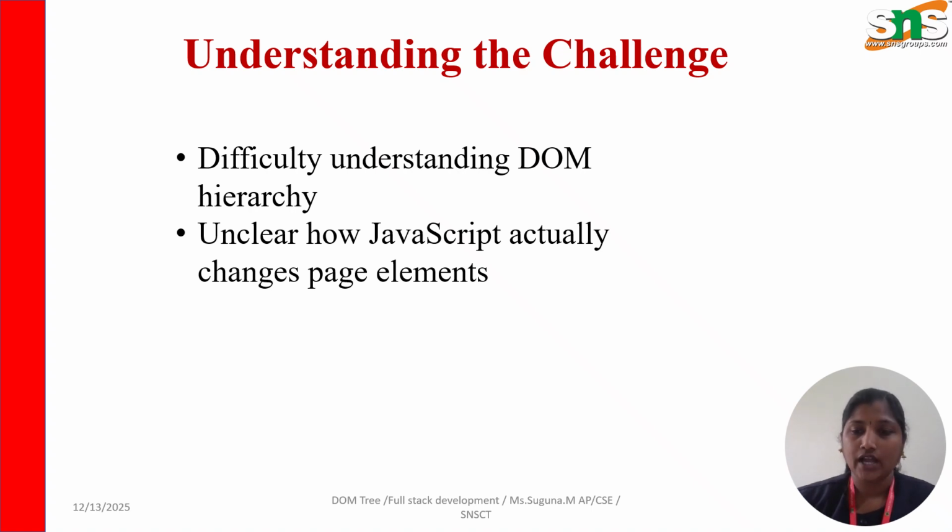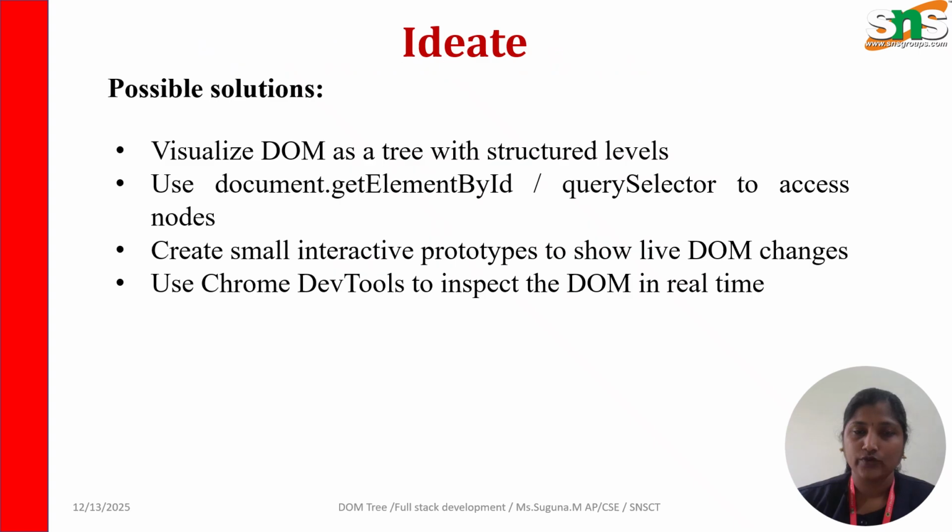For this issue, we go to the ideate phase. What are all the possible solutions to overcome these issues? Possible solutions include visualizing the document object model as a tree, and using the document.getElementById function and the querySelector function. The third idea is to create a small interactive prototype, and the fourth is to use Chrome DevTools to inspect the document object model in real time. These are all the possible solutions.